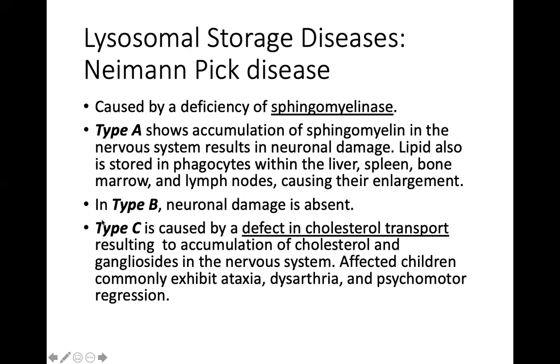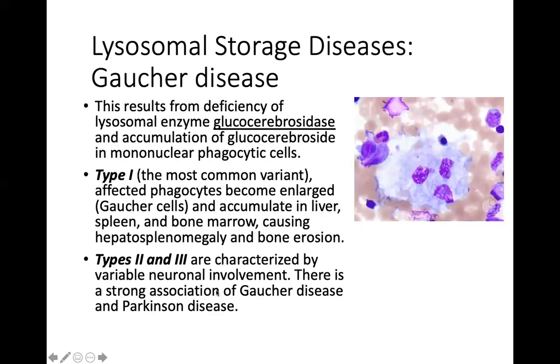Okay, in contrast to your type A and type B, type C is caused by defect in cholesterol transport. So, ibig sabihin, there is accumulation of your cholesterol aside from the gangliosides in the nervous system or yung mga tissues na rich in lipids. Alright? Now, affected children commonly exhibit ataxia. So, meron siyang gait disturbance. Gait, ibig sabihin, yung balance. Alright? Dysarthria and psychomotor regression.